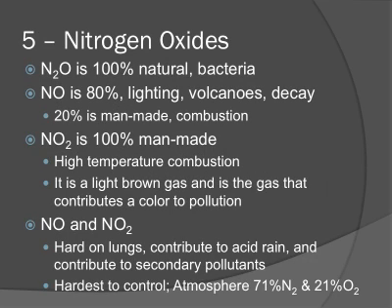All right, the fifth primary pollutant is something called nitrogen oxides. N2O is 100% natural. Bacteria create this. It's not too bad. Okay, it's NO that's bad. This is 80% of it. This occurs oftentimes in lightning, volcanoes. Also, it can form in a type of decay. 20% of it, however, is man-made, and it is man-made through combustion.